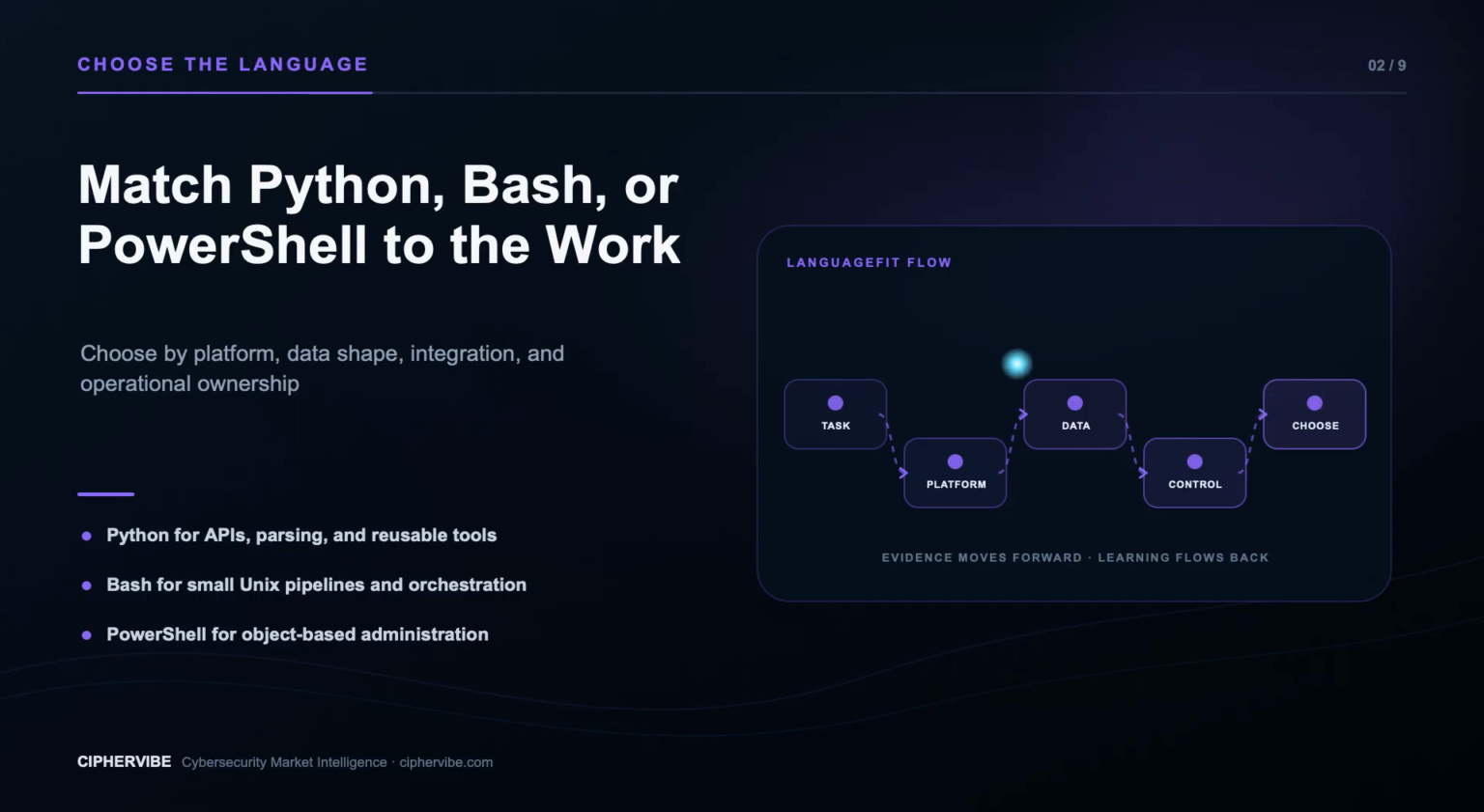Ask, where will it run, which team owns it, what data must it handle, which authentication model exists, how will it be tested, and how severe is a wrong action. A 10-line script with broad privilege can be riskier than a large application. Complexity is not measured only in line count. It includes authority, blast radius, dependencies, and recovery.